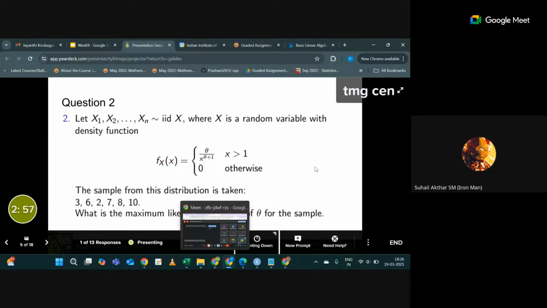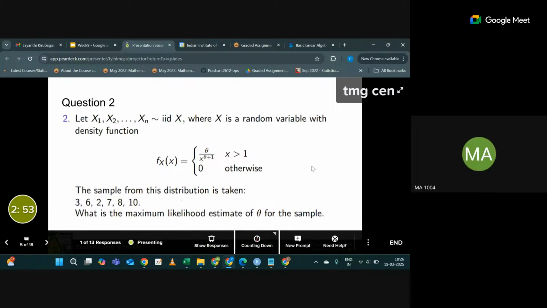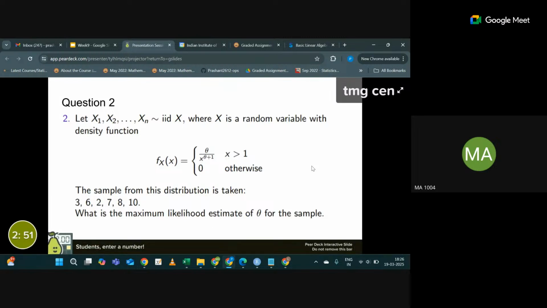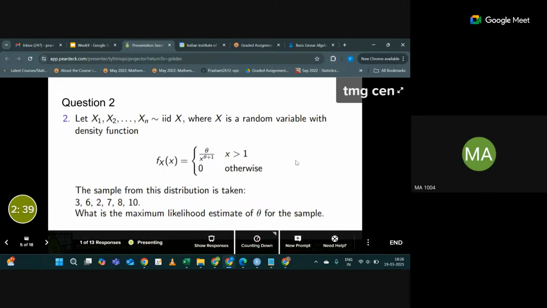Sir, one small doubt. Should we take log to the base 10 or log to the base e? It's the natural logarithm. In one activity question, they used log to the base 10, so maybe there is some error we need to check. But just go with the natural log. Natural log is the best.